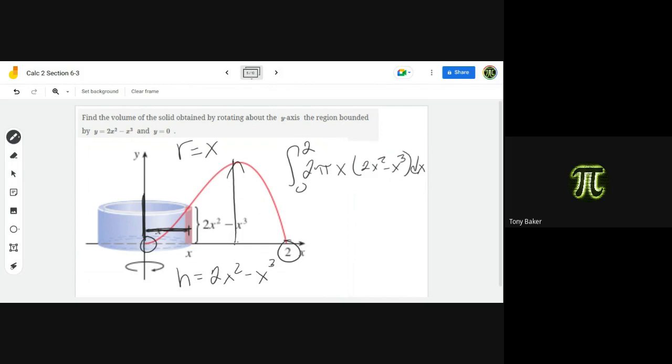All right. So we've got our integral now. Now we just got to solve it. We can pull out the 2 pi, and then we can distribute this piece so we don't have the multiplication. So we're going to pull out the 2 pi, integral from 0 to 2 of 2x to the third minus x to the fourth dx. All right, find me my integral and find me my answer.